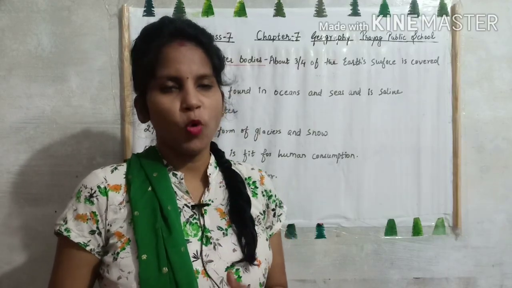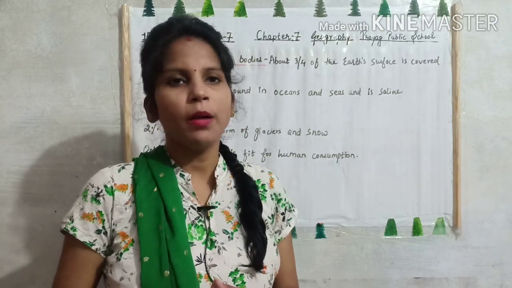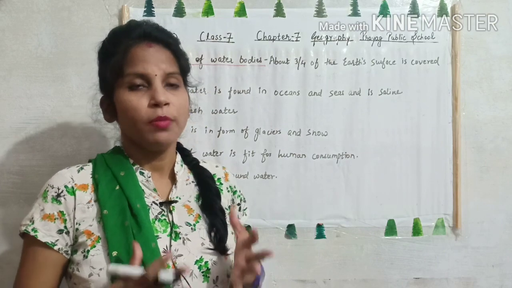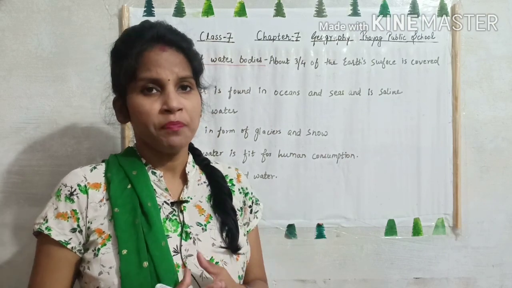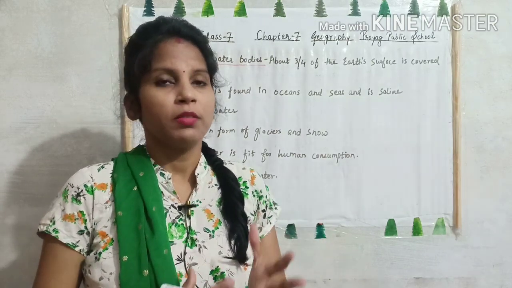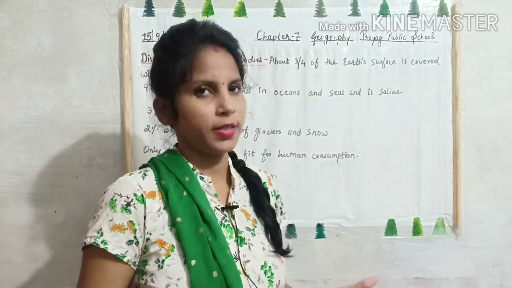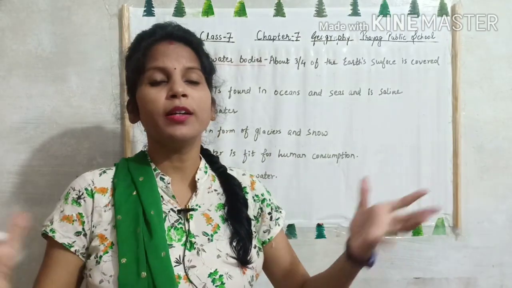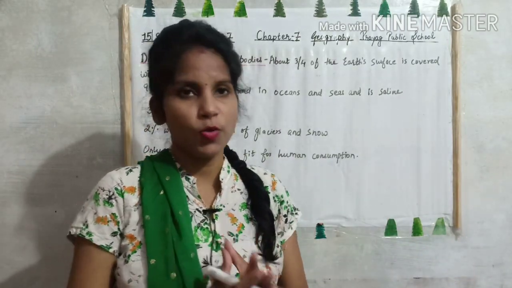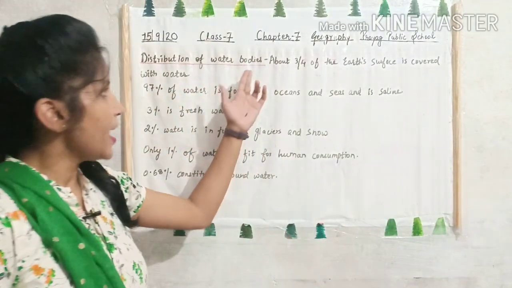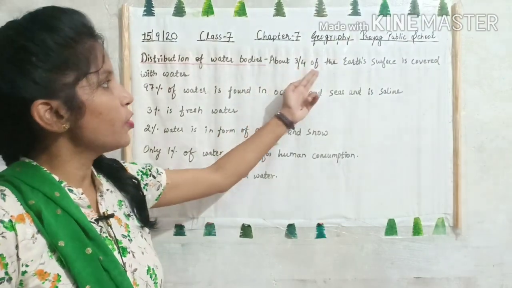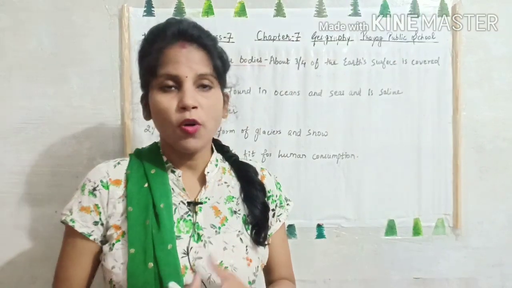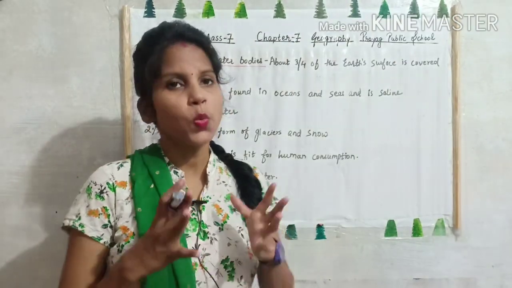Distribution of water bodies. Now we will study the distribution of water bodies. What do you mean by water bodies? Means the bodies, or you can say the channels, which provide water, such as lakes, canals, seas and oceans. So how are they distributed? We will study their distribution. As we all know, about 3/4 of the earth's surface is covered with water.